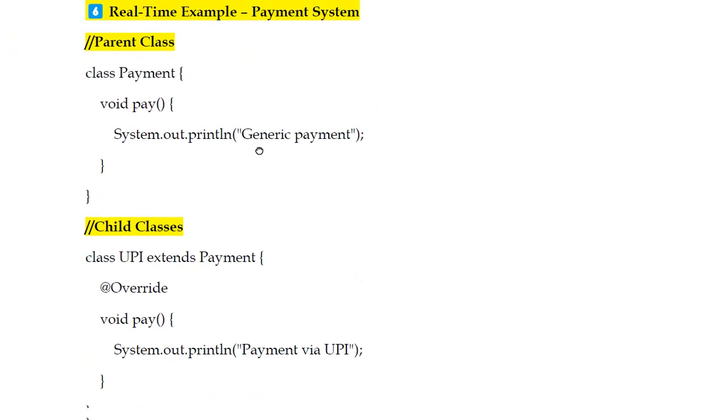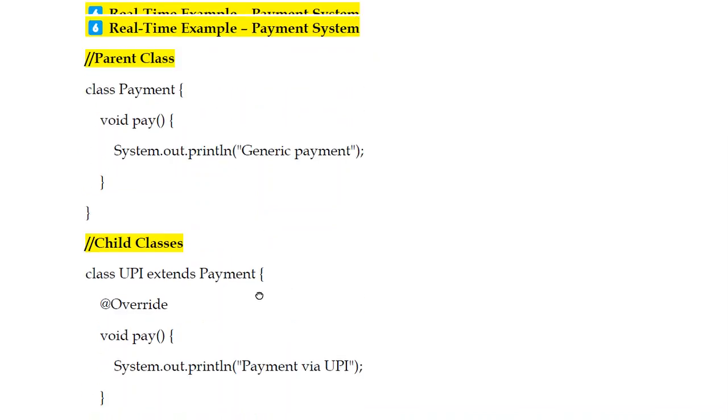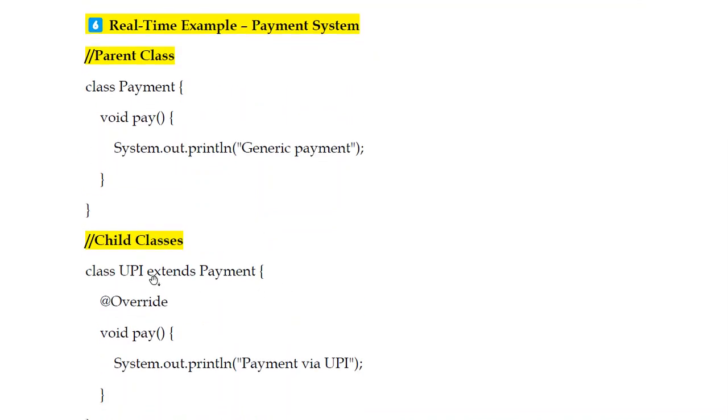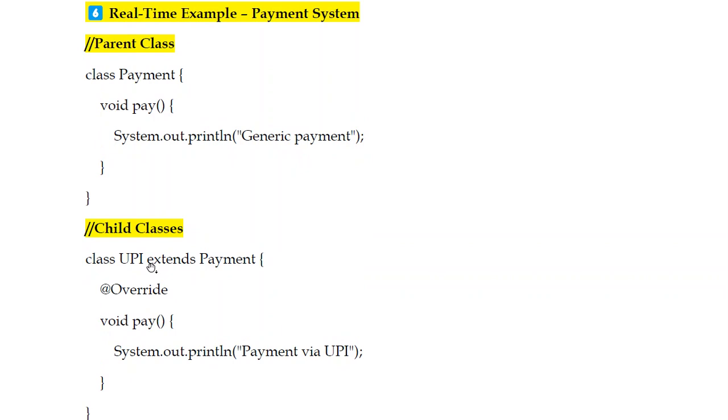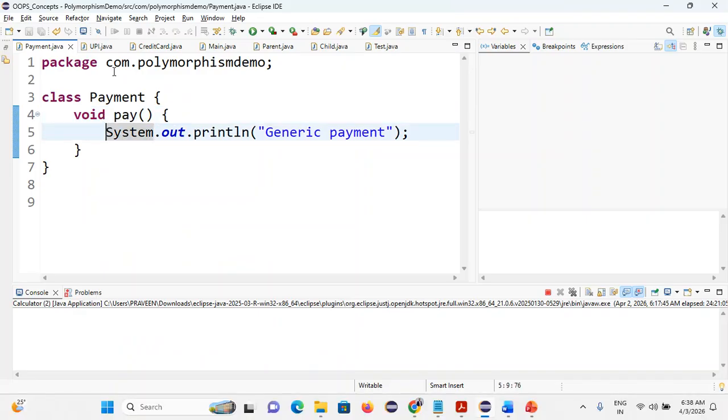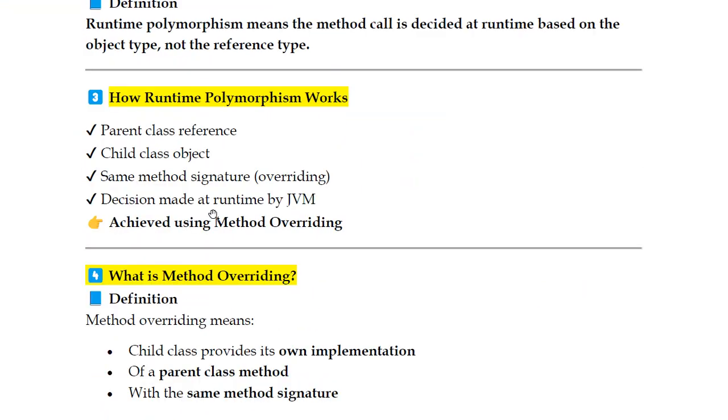After that, in the child classes, I'm going to override that method. Pay is already present in the Payment class. In the UPI class, I'm going to override that method. The payment is going to differ; the UPI business logic is different. So here I'm using @Override because I'm going to override the pay method present in the base class. We already discussed method overriding in our last session. See here, parent class reference, child class object, same method signature.